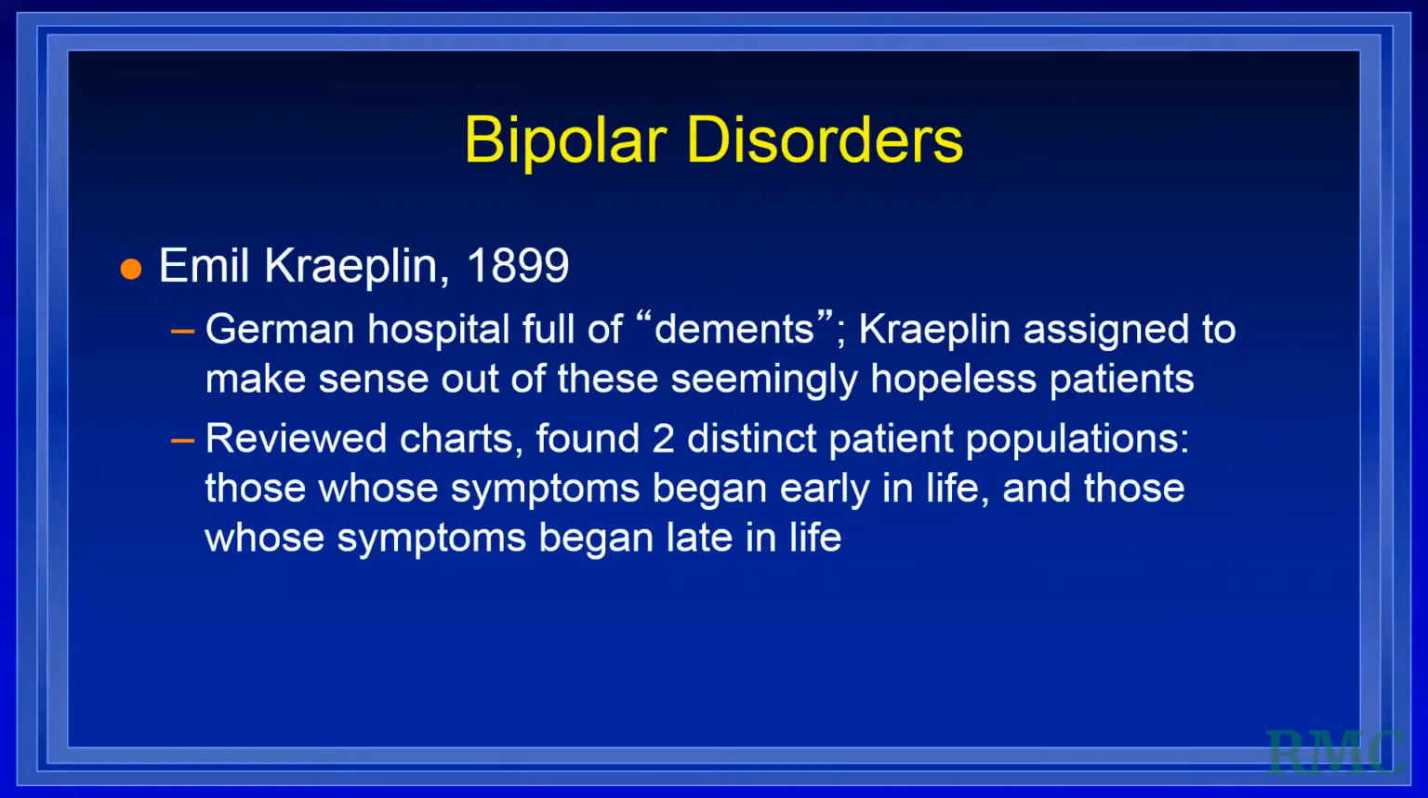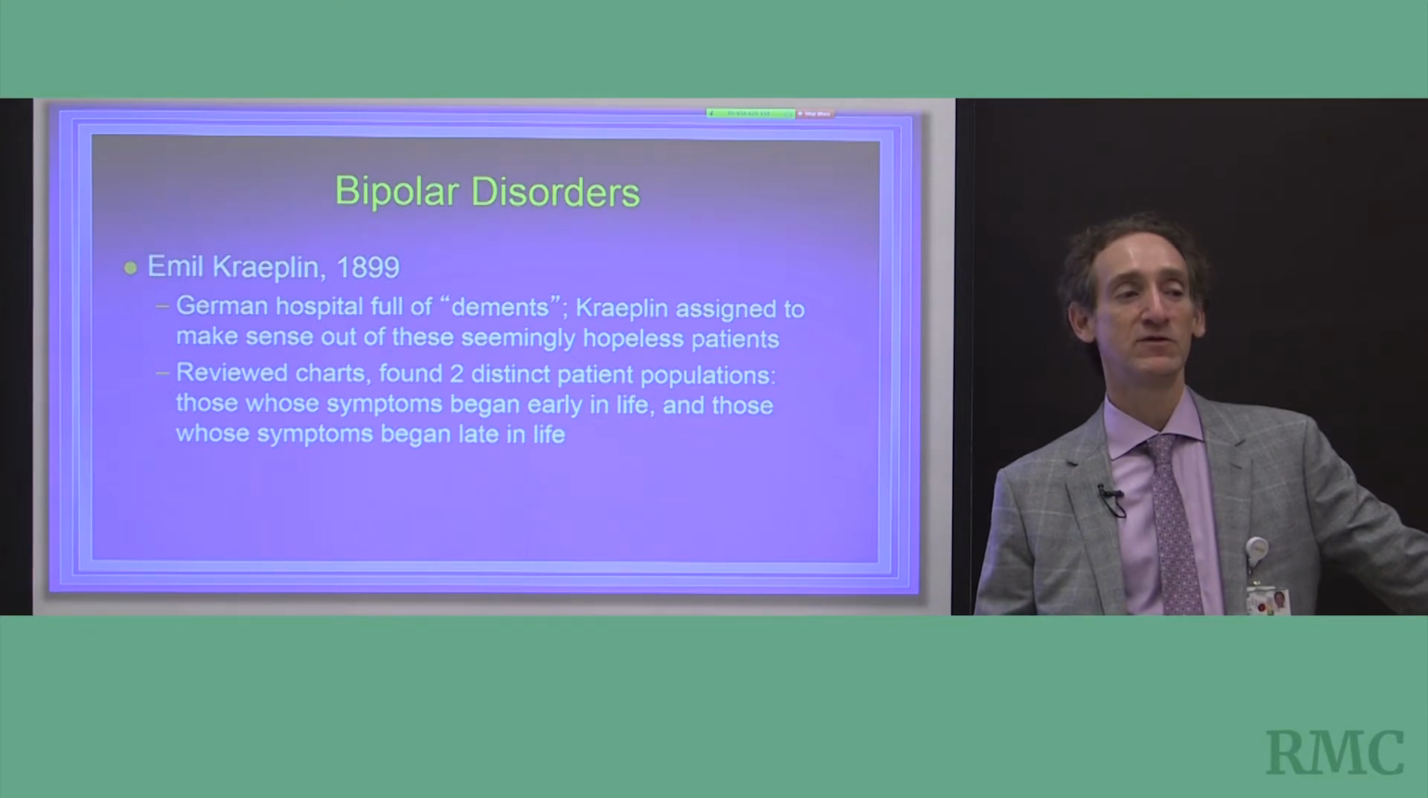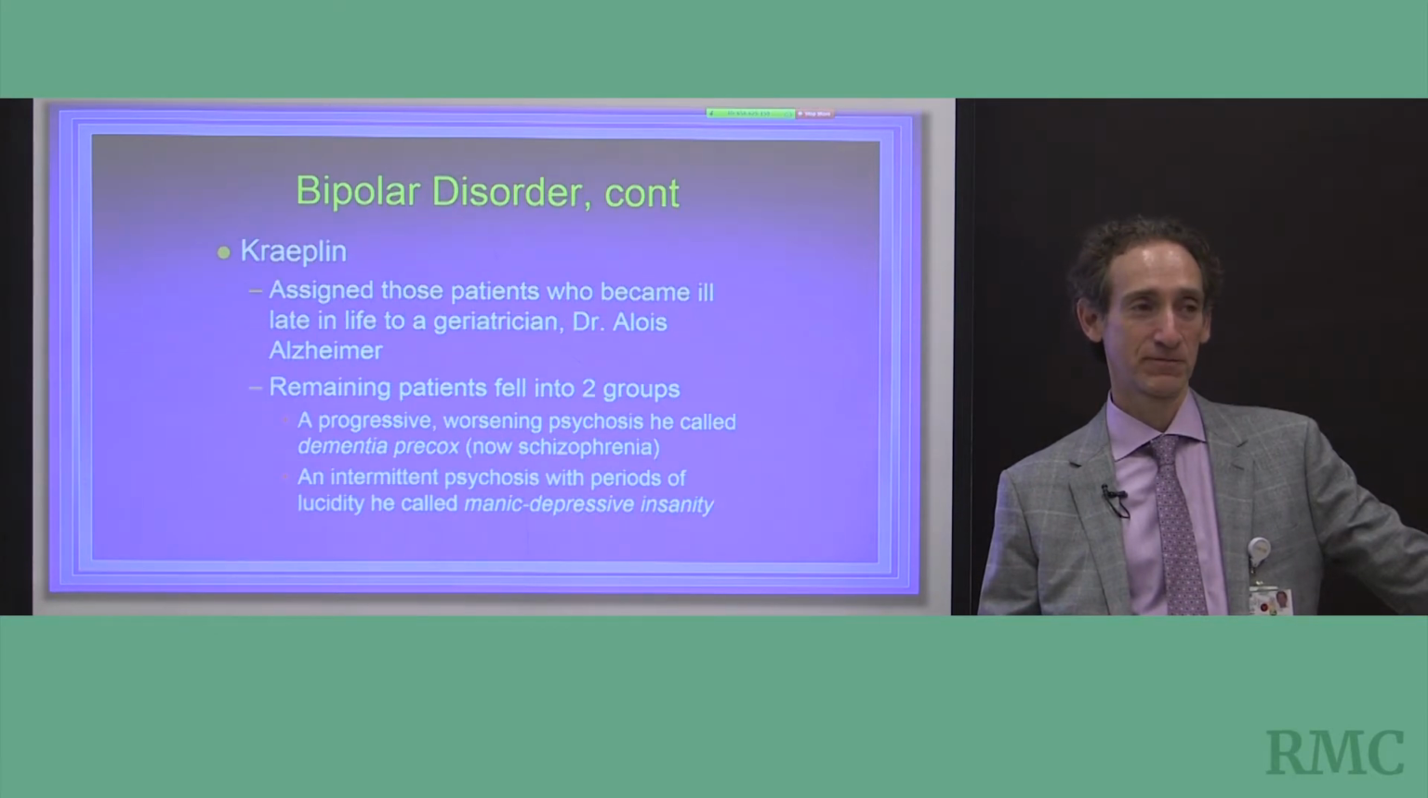So the concept of bipolar disorder, we have descriptions dating over 2,000 years ago. But it took a guy named Emil Kraepelin to have the insight about what this disorder is all about. He worked at a German hospital which was full of people with psychosis or dementia. He tried to make sense of these seemingly hopeless patients. He reviewed charts, he interviewed patients, and he found two distinct patterns: those whose symptoms began early in life and those whose symptoms began late in life.